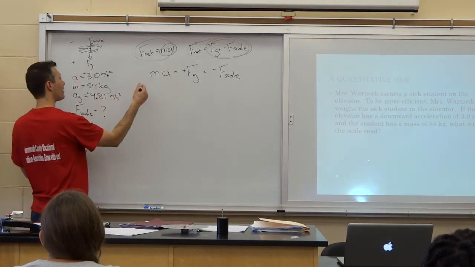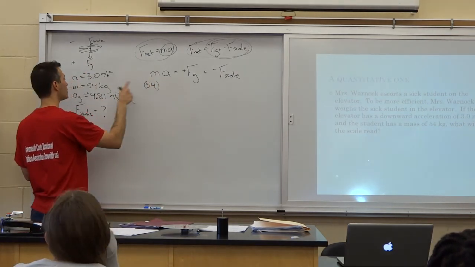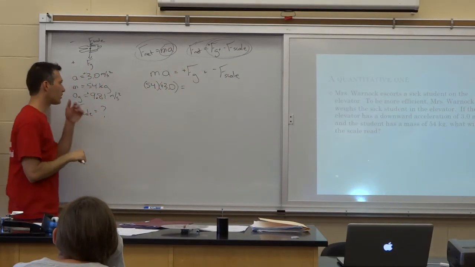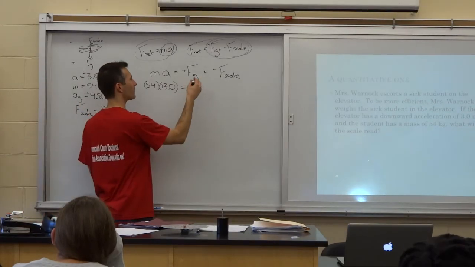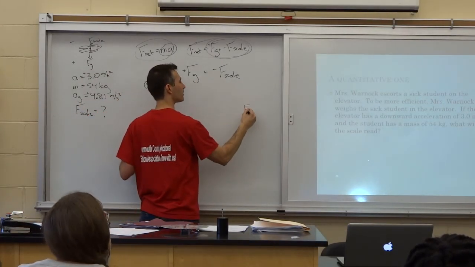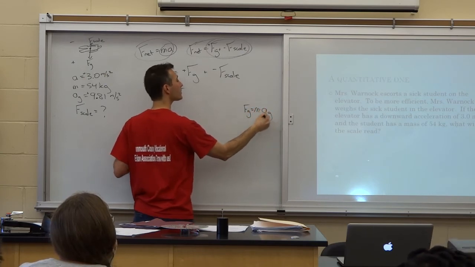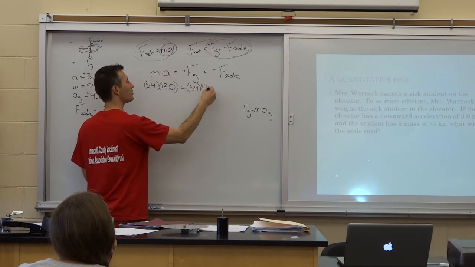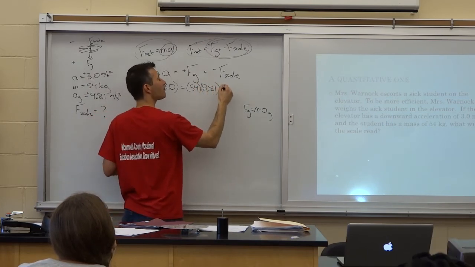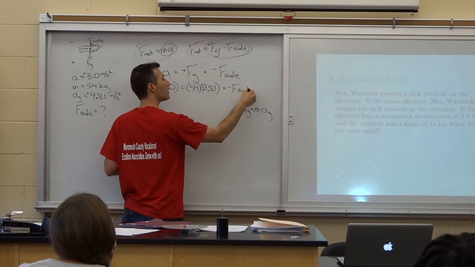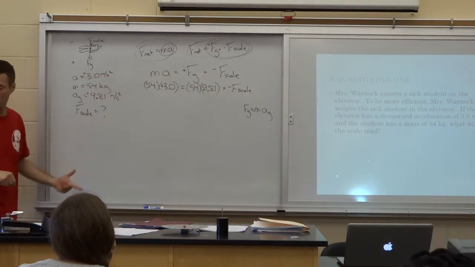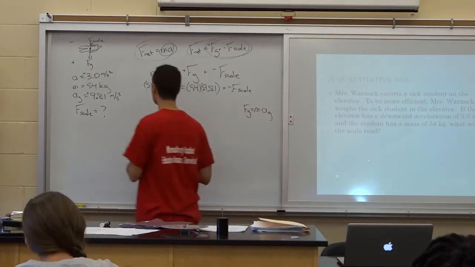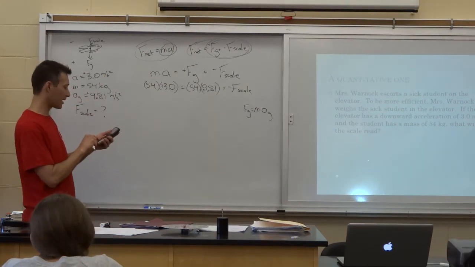So the mass, we know that, 54. The acceleration, we know that, positive 3.0. The weight, we don't know that, but we know that it's mass times acceleration due to gravity, right? Weight is just mass times acceleration due to gravity. So the mass is still 54, and acceleration due to gravity is the 9.81. And then plus the negative of the F scale, right? We have one unknown, we have all our other stuff, so now we can do our algebra and solve for the scale force. And hopefully our answer will be consistent with our free body diagram.